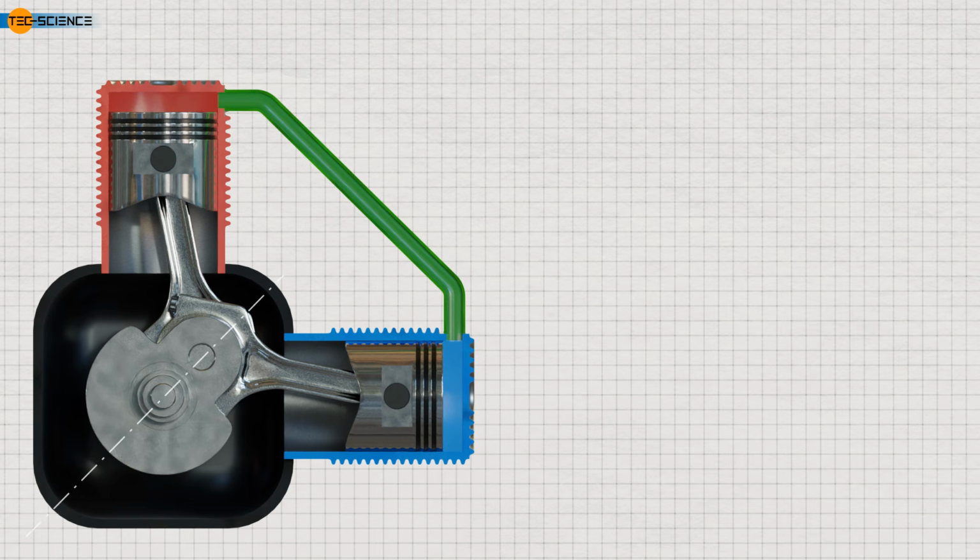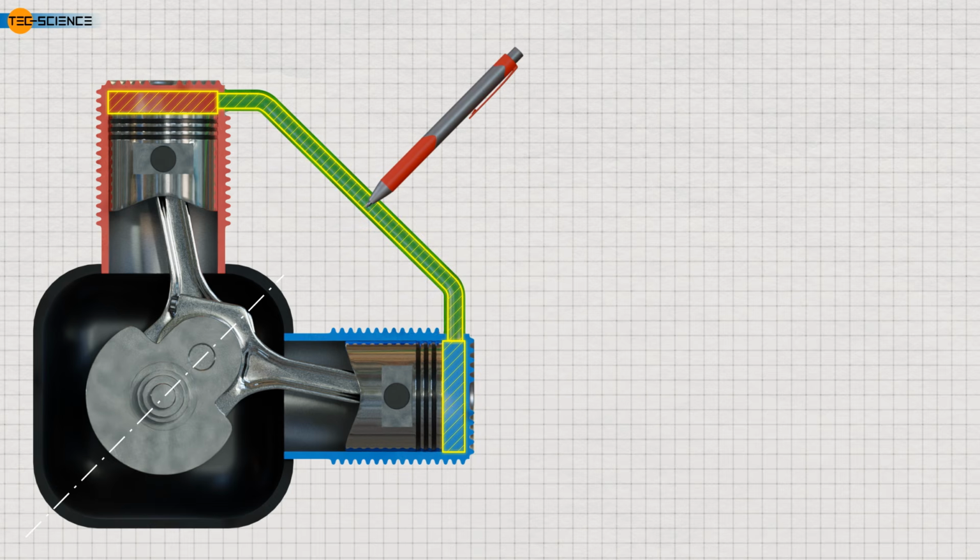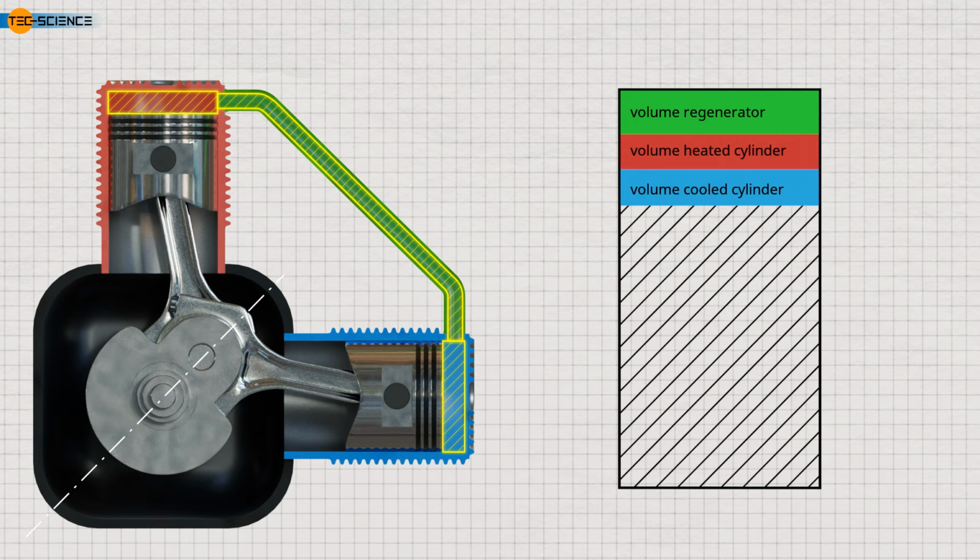In the 45 degrees position of the crankshaft shown, the gas volume is at its smallest and the gas is therefore compressed to its maximum. The total gas volume is made up of the volume of the heated cylinder, the cooled cylinder, and the volume of the regenerator. The respective proportions of the total gas volume are shown in the diagram.